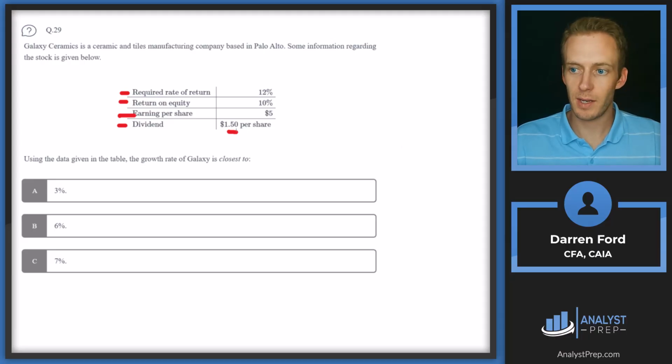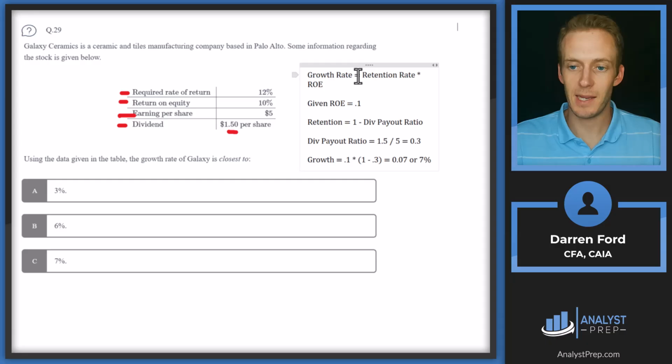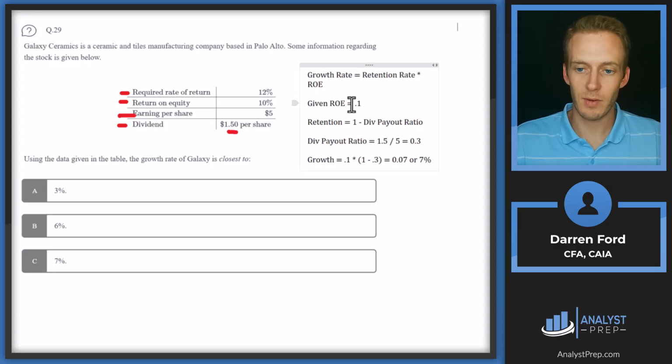So to find the growth rate in this instance, we're going to have to kind of back into it based on what we're given in this table. So our growth rate is going to be equal to retention rate times ROE. And we're given ROE at 10% or 0.1, but we'll need to impute the retention rate based on dividend payout ratio, or dividend and earnings, essentially.